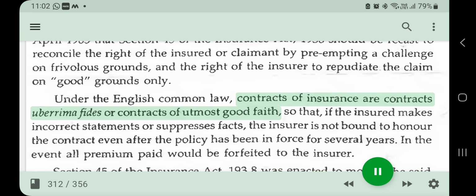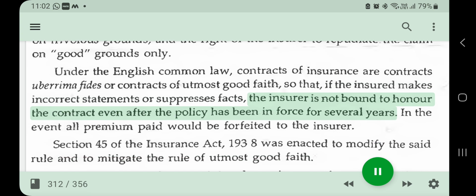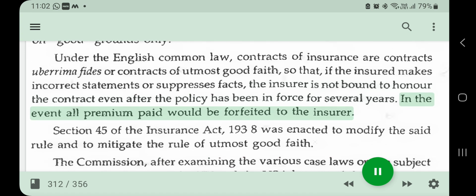Under the English common law, contracts of insurance are contracts uberrimae fidei, or contracts of utmost good faith, so that if the insured makes incorrect statements or suppresses facts, the insurer is not bound to honor the contract even after the policy has been in force for several years. In the event, all premium paid would be forfeited to the insurer.